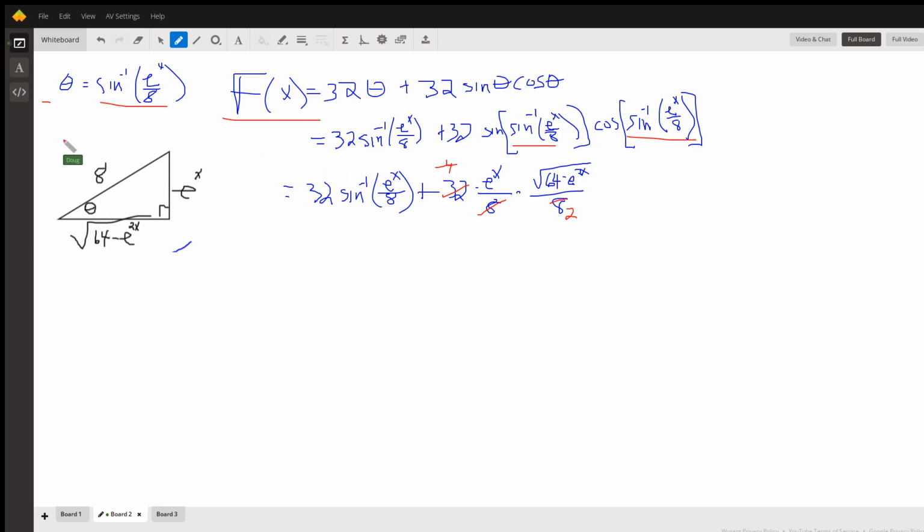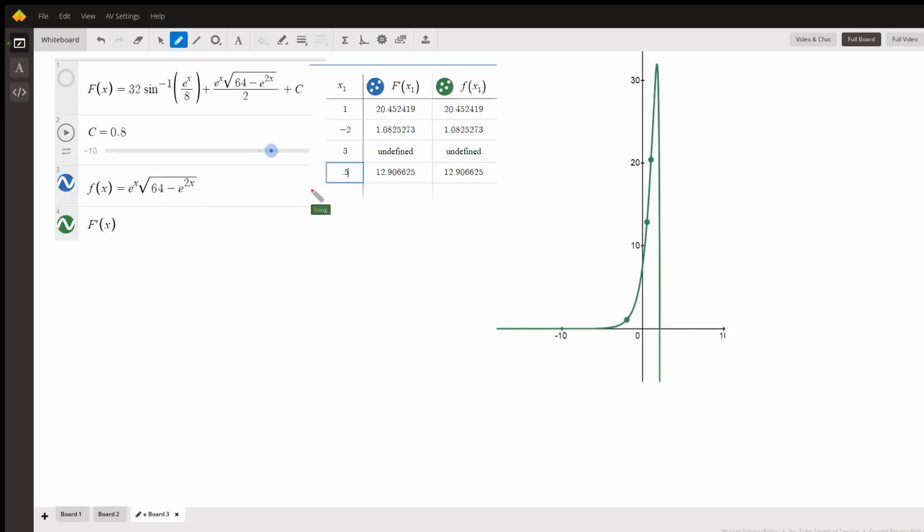And now I can look at my little right triangle to find out what the sine of the angle that has a sine of e to the x over 8 is. Well, of course, that's just e to the x over 8. But the cosine of that angle is the adjacent over hypotenuse, square root of 64 minus e to the 2x over 8. And you can do some cancellation here and end up with a 2 in the denominator. Okay, so there's your antiderivative.